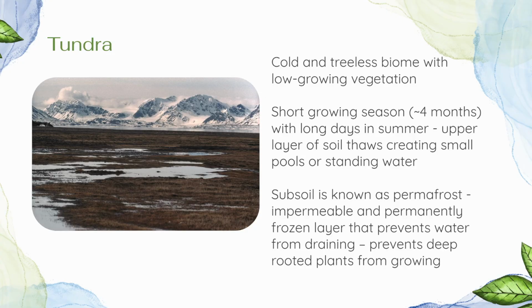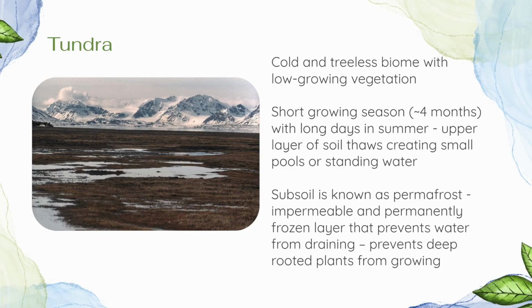Let's take a closer look at the tundra. As we just saw, it's a cold and treeless biome with low growing vegetation. It has a short growing season of only about 4 months, which has long days in the summer. During this time, the upper layer of soil thaws and creates small pools of standing water.